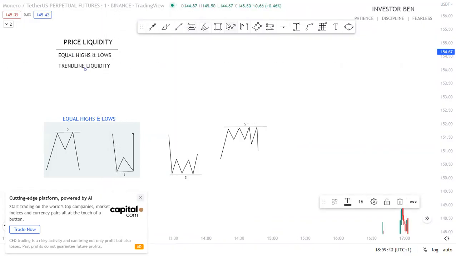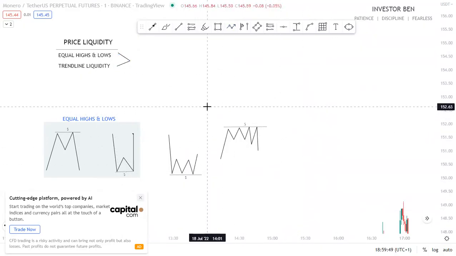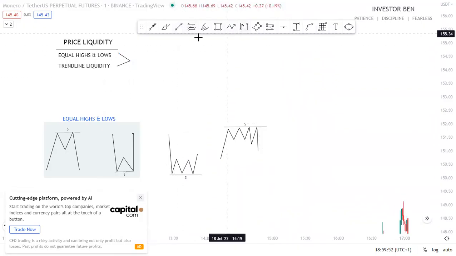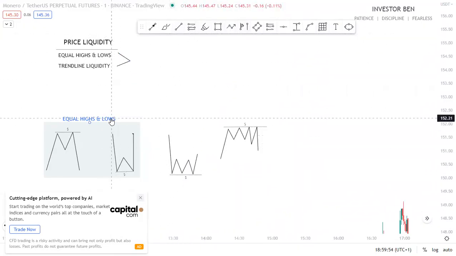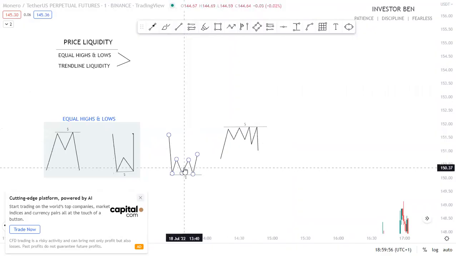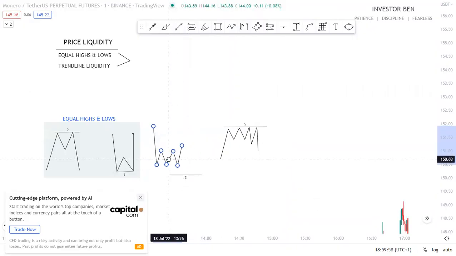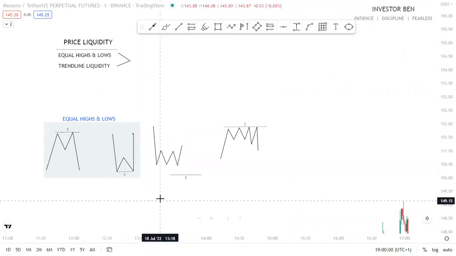These are the two examples I'll be working with. So now I just made an example of some equal highs and lows, this price liquidity level, right?